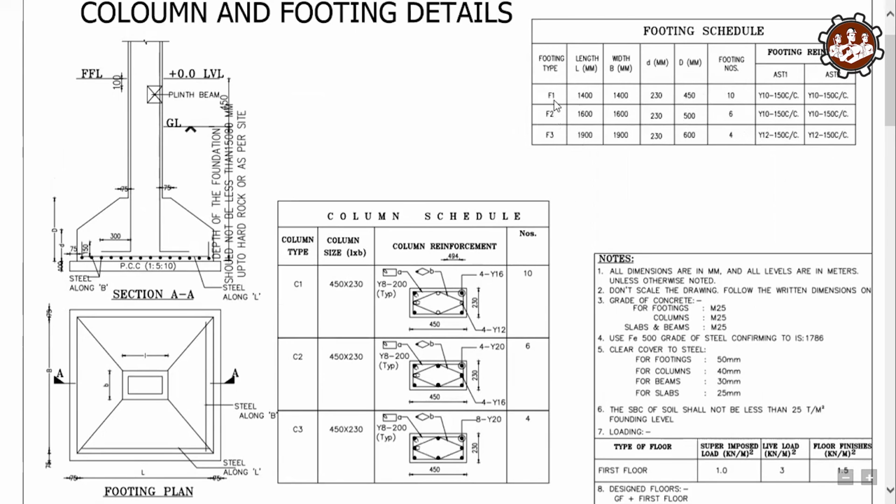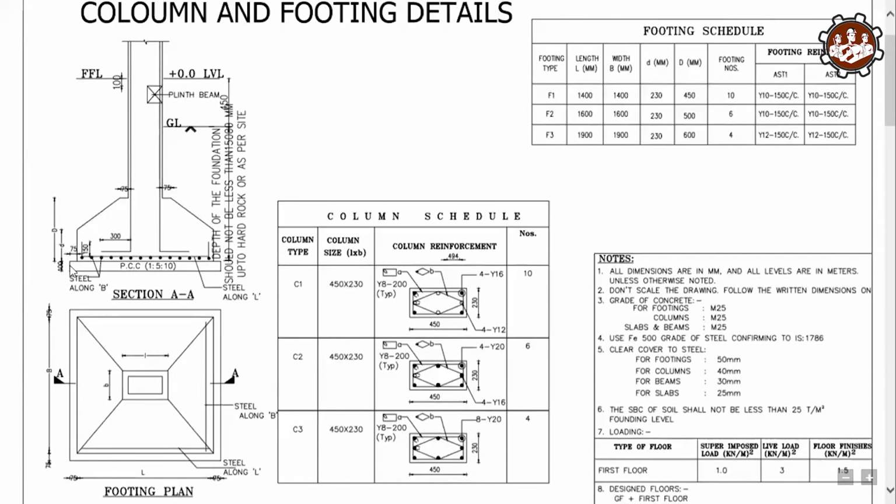Okay, length and width is given here. F1 footing is 1.4 meter by 1.4 meter. Small d is given here as 230 mm, and capital D is given here as 450 mm. Okay, you can see here this one. This is the cross section of isolated footing. This is the PCC, plain cement concrete. That ratio is given here, 1:5:10.